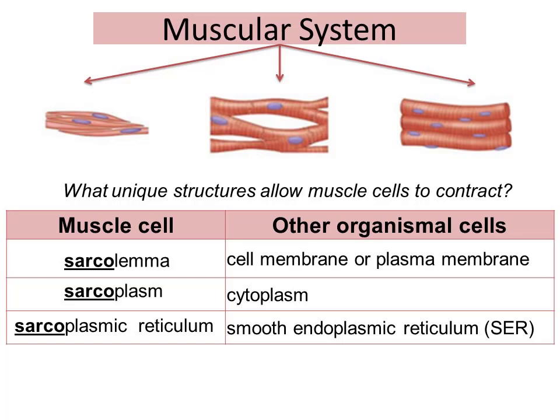Rough ER, proteins. Smooth ER, lipids. Sarcoplasmic reticulum, calcium. And that's going to be key to how muscles function. Calcium plays a tremendous role in what we do.